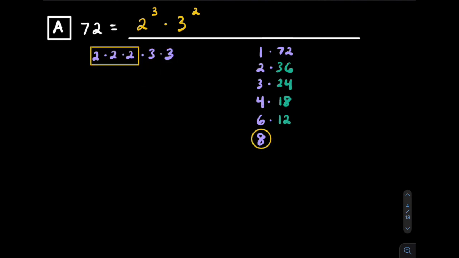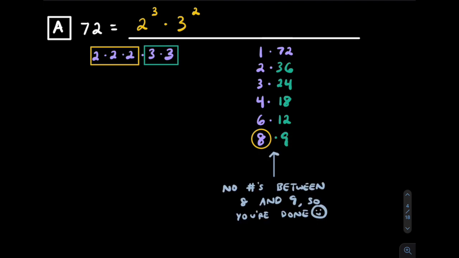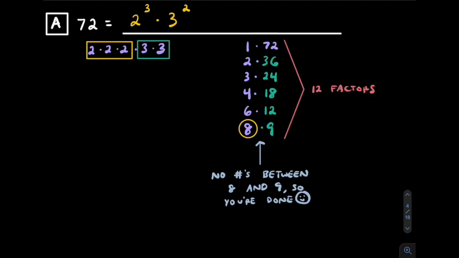Now let's look at the 8. If you know your multiplication facts, you probably knew 8 times 9 was 72. But if you take a look here, that confirms it that 3 times 3 does get us 9. Since there are no numbers between 8 and 9, we can stop here. If we kept going, the factors would just reverse themselves. We would then get 9 times 8, 12 times 6, and so on and so forth. Changing the order of the factors doesn't mean they're new factors. Here we can see that 72 has 12 factors.